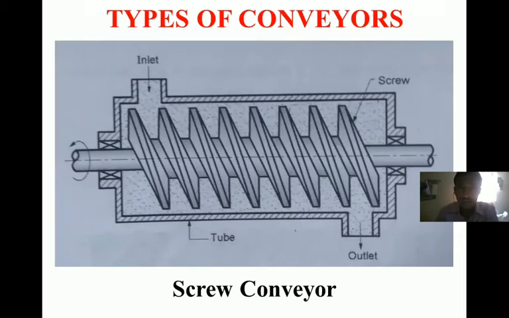Okay. So next is the screw conveyor. You can see why it is called a screw conveyor: the conveyor is in the form of a screw. Material is transported from inlet to outlet through the space between the screws. So the space between the screws, through that the material is transferred.